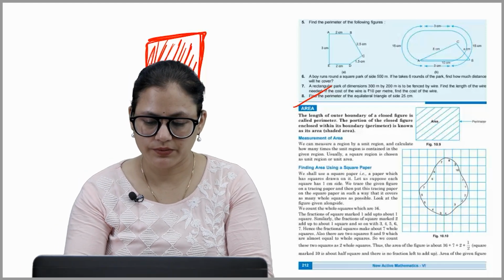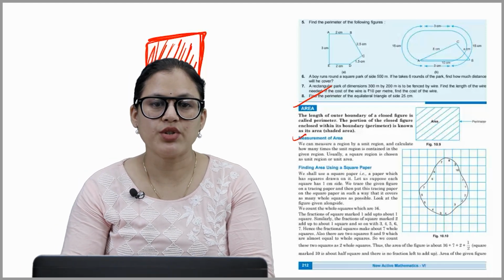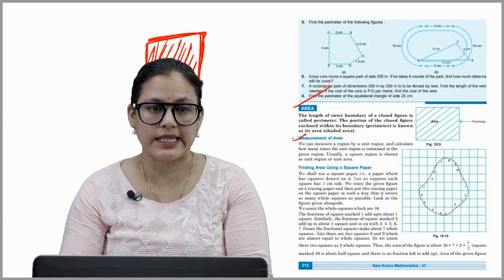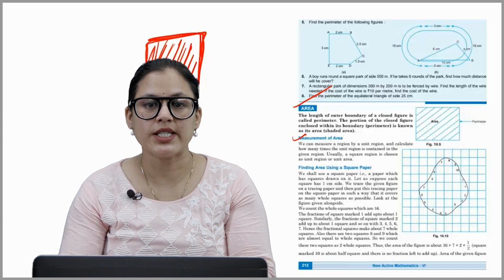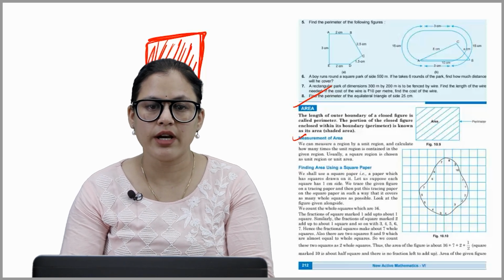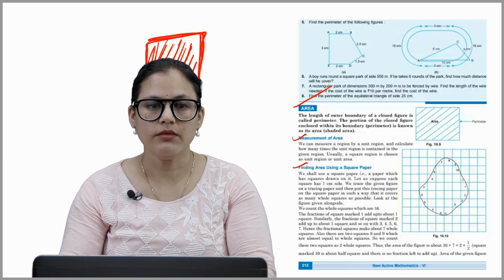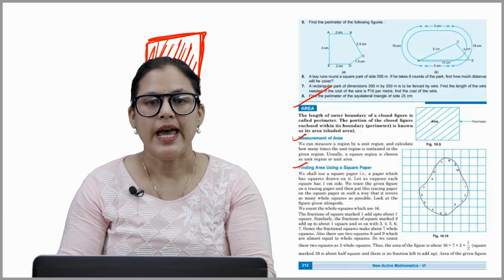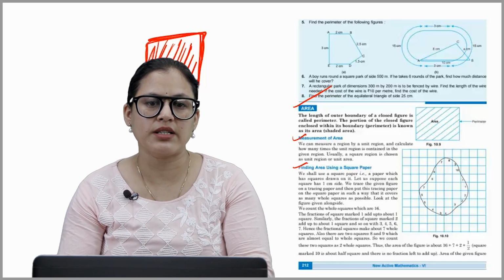Measurement of area. We can measure a region by a unit region and calculate how many times the unit region is contained in the given region. Usually a square region is chosen as the unit region or unit area. Finding area using square paper. We shall use a square paper, that is a paper which has squares drawn on it. Let us suppose each square has 1 cm side.